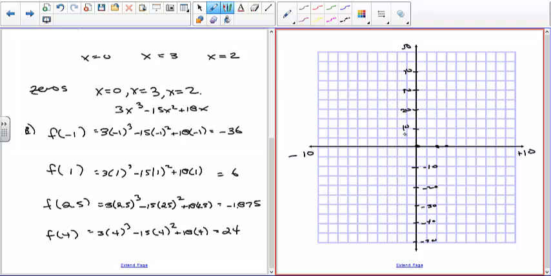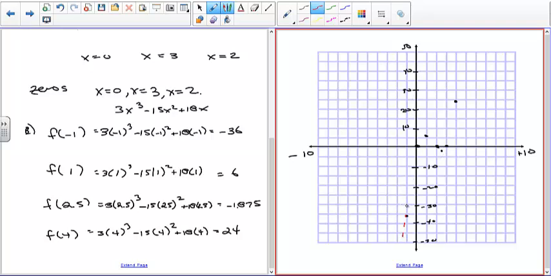Okay, so negative 1, negative 36 is going to be about right here. Positive 1 is 6, which will get you about right there. 2.5 is negative 1.75, that's about negative 2 right there. And 4 is 24, so that's going to be right about here. There's 20, 30. So now you can sketch in.